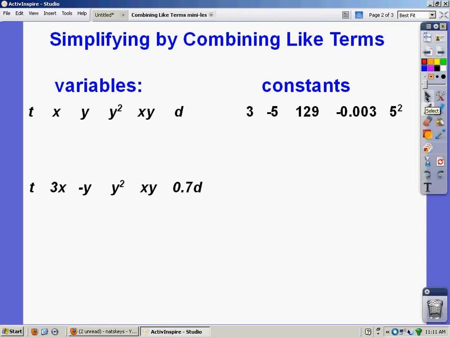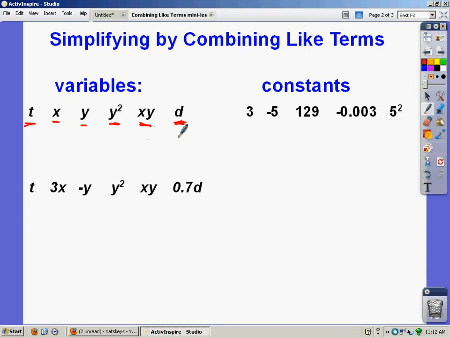In this case, we have letter T, that's a variable, X, Y. Well, for those of you in higher grades, 8th grade and so forth, you'll be seeing more of this, Y squared. Just make sure you realize Y squared is not the same variable as Y, even though we have the same base, because Y squared really means Y times Y, which is an entirely different variable than just Y by itself. Same thing for X times Y. It's not the same as X or Y by itself. Alright, D is another variable.